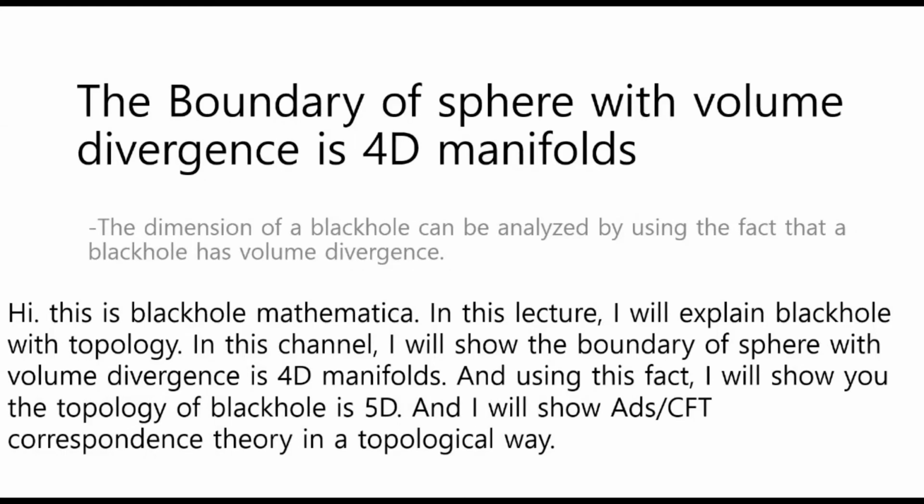The boundary of a sphere with volume divergence is a 4D manifold. The dimension of a black hole can be analyzed by using the fact that a black hole has volume divergence.